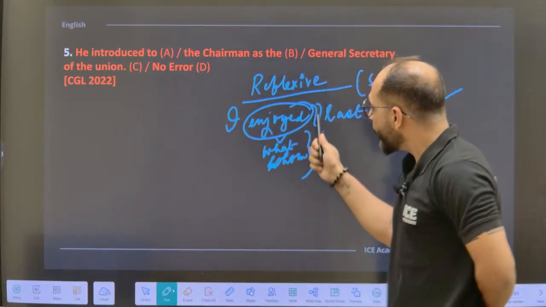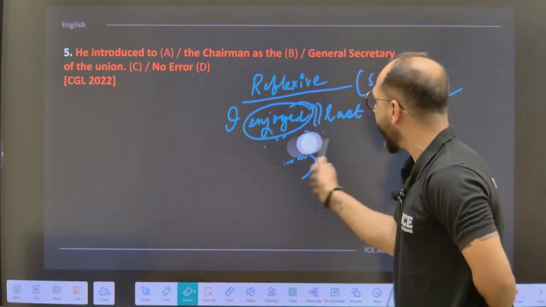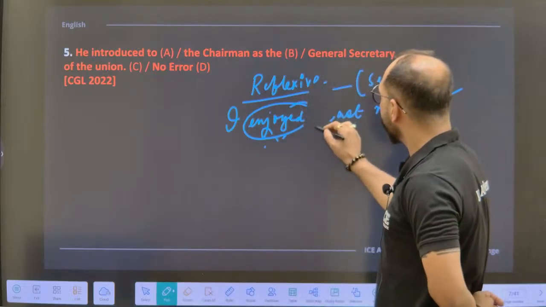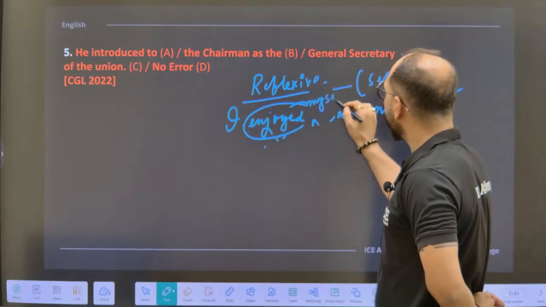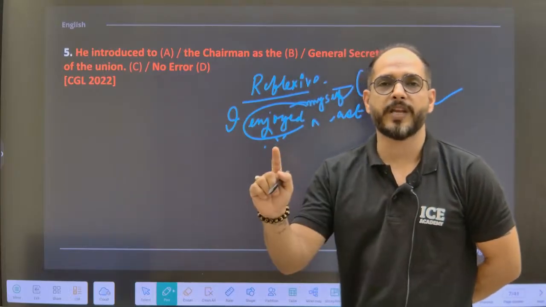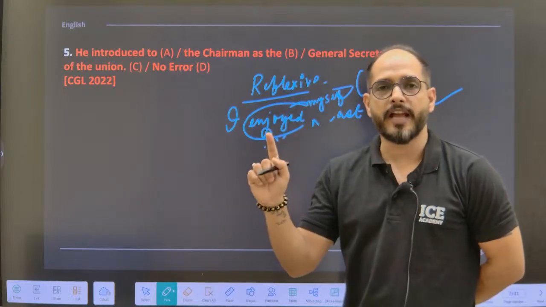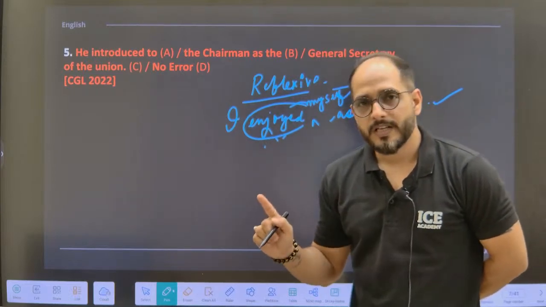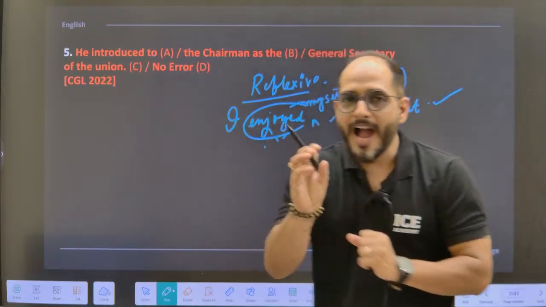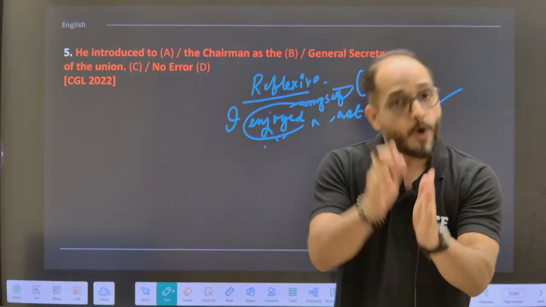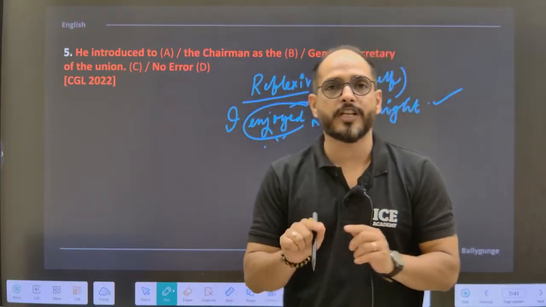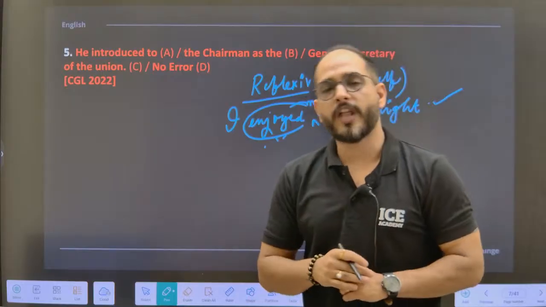Now, in order to make this sentence correct, how can we correct it? We can use a reflexive pronoun here, myself. If I say I enjoyed myself last night, the sentence becomes absolutely correct and you will get full marks. Clear? That is the function of a reflexive pronoun. It is used to provide the object to the verb or to the preposition whenever it is needed.